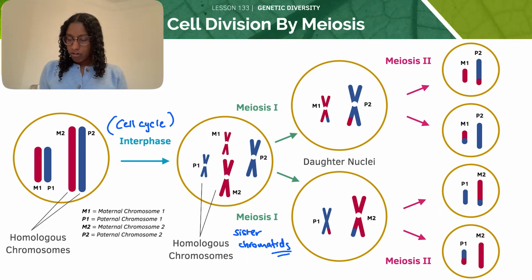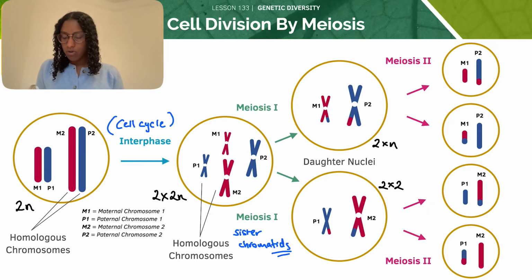So let's think about the chromosome number now. So here we had a diploid cell, 2N, and in interphase we've doubled that number because remember we replicated our DNA. We've now got 2 copies of each in the homologous chromosome. And then in Meiosis I, we split this apart again. So we are now on 2 times n, because we've got 2 of each type of chromosome.